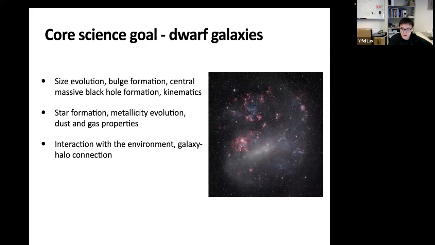Another reason we are interested in the dwarf galaxy regime is from the galaxy formation side. From hierarchical clustering, we know basically all galaxies have been a dwarf galaxy at one stage of their lifetime. So studying dwarf galaxies can help us better understand galaxy properties, their size evolution, structural formation, star formation, and also the interaction between the galaxy and halo properties.